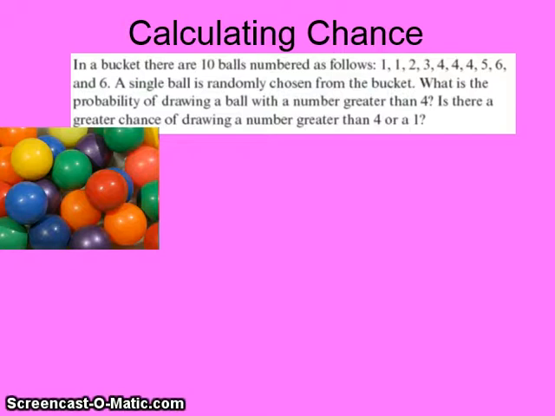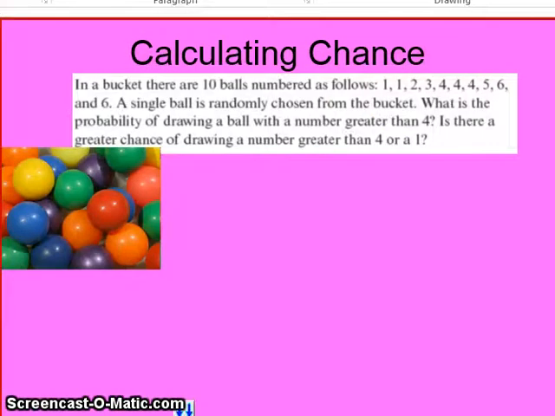Let's calculate some more theoretical probability. In the bucket, there are 10 balls numbered as follows: 1, 1, 2, 3, 4, 4, 4, 5, 6, and 6. A single ball is randomly chosen from the bucket. What is the probability of drawing a ball with a number greater than 4? And is there a greater chance of drawing a number greater than 4 or a 1?